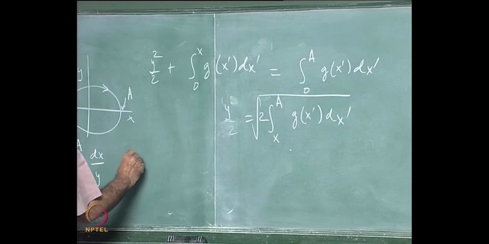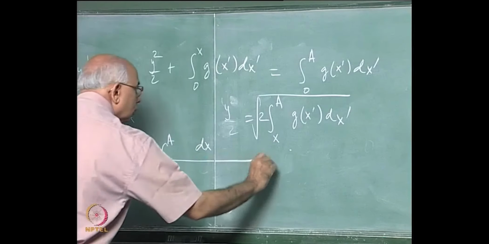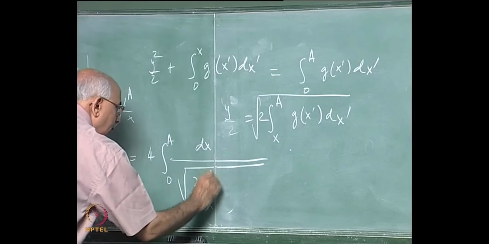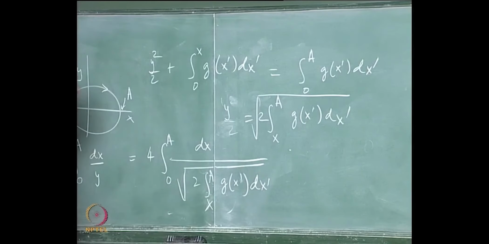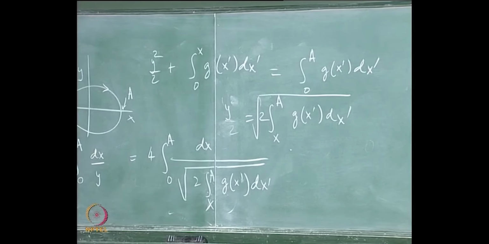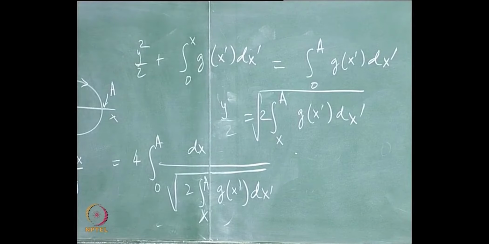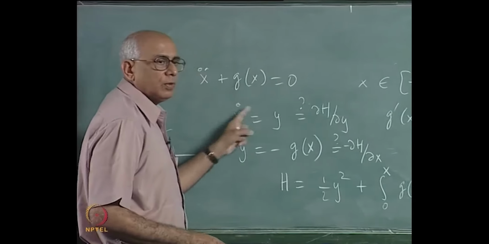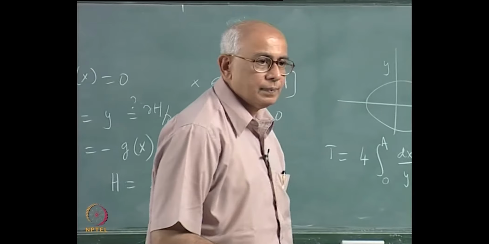Therefore this is equal to 4 times the integral from 0 to a of dx over the square root of twice the integral from x to a of g. That is the time period of oscillation. You give me g of x and I calculate this in principle. So this generalizes the oscillator to a more general nonlinear oscillator because of this function g of x. Alright.